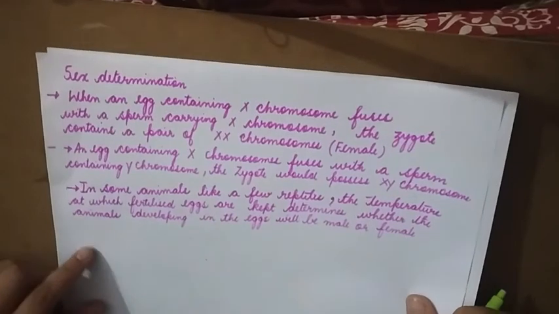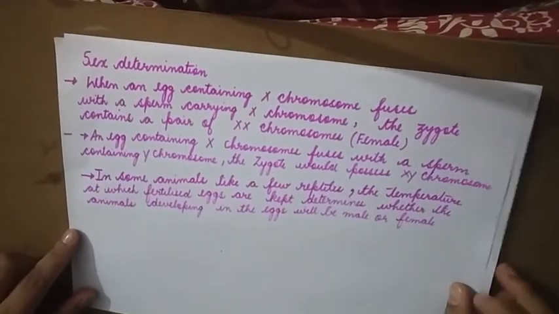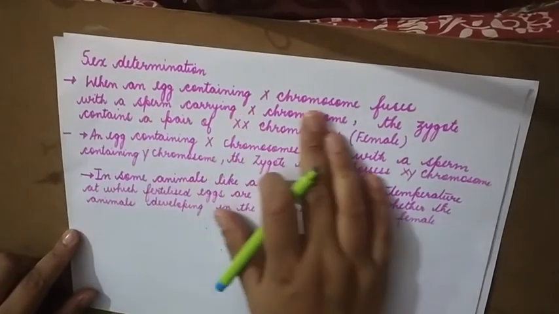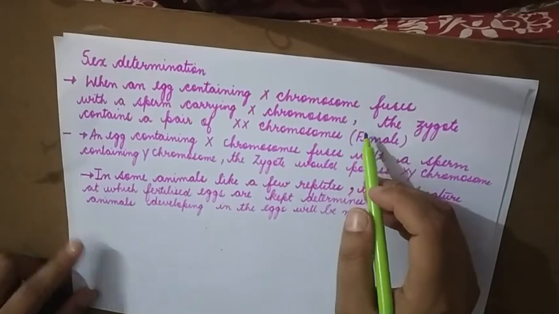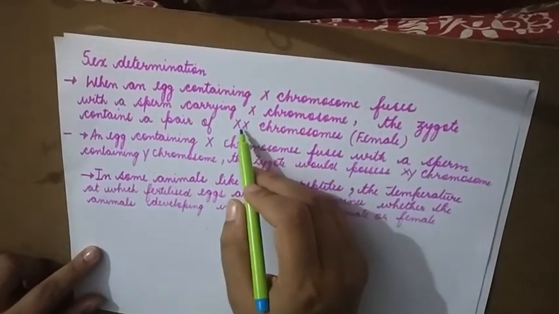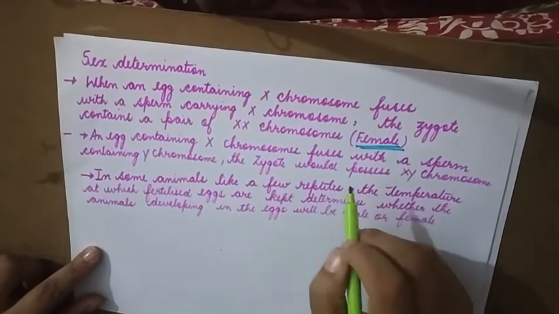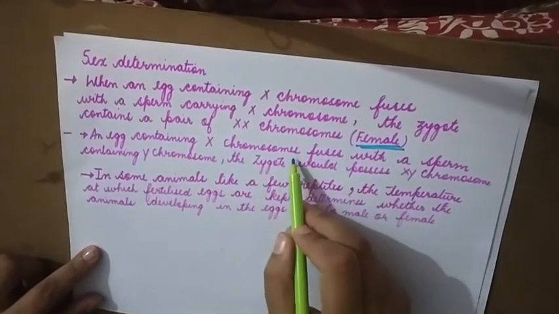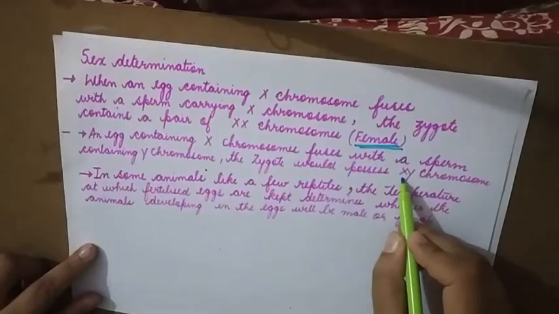Next, moving on to the last topic, that is sex determination. You have studied this in your 8th standard. We know when an egg containing an X chromosome fuses with a sperm carrying an X chromosome, the zygote contains XX chromosomes and it will be a female. Whereas when an egg containing an X chromosome fuses with a sperm containing a Y chromosome, the zygote would be XY.